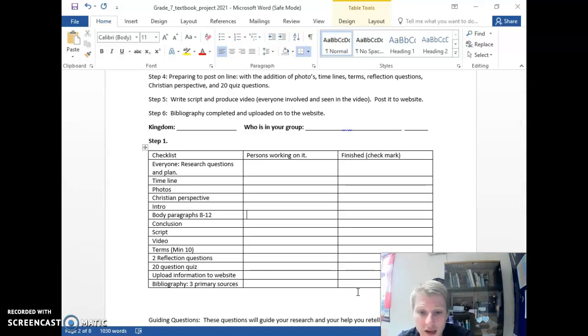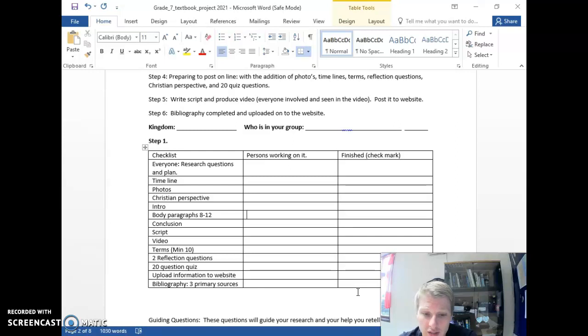Everyone's going to be part of the writing, but who is going to be the one who makes sure it all gets finished? As you give a few paragraphs to different people, who's going to be the one in charge of making sure that the words are spelled correctly, those kinds of things. And then there's the script. Who's going to be in charge of that? Who's going to be in charge of the video, maybe the video editing?